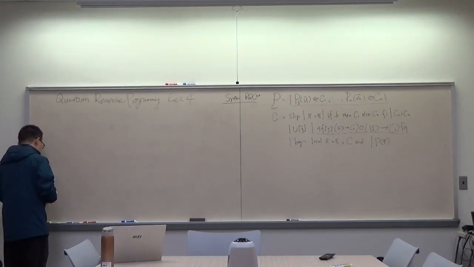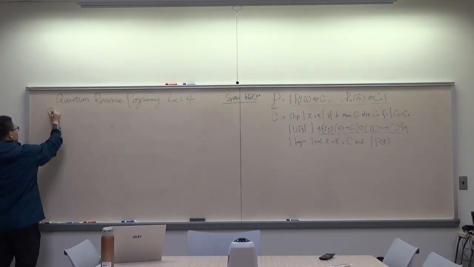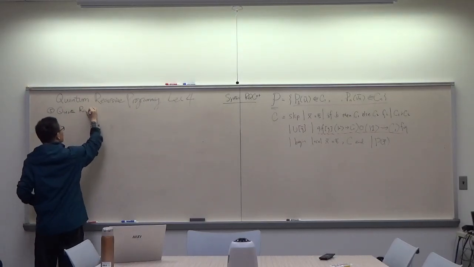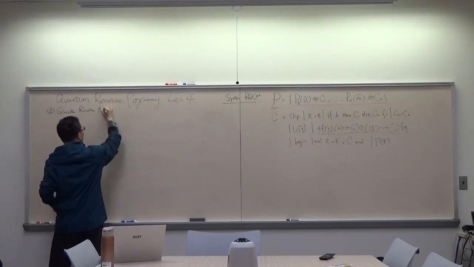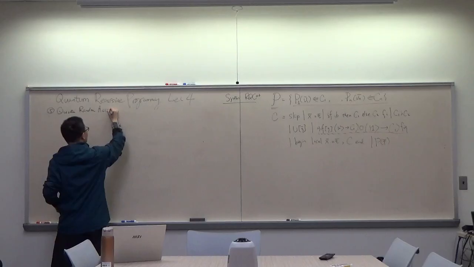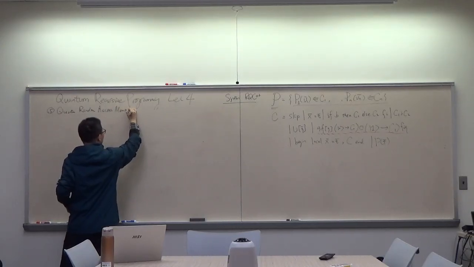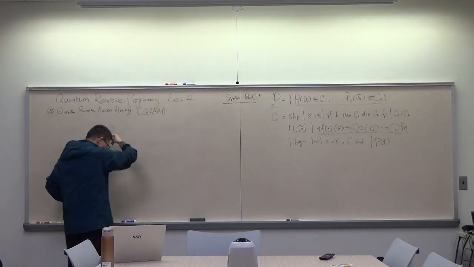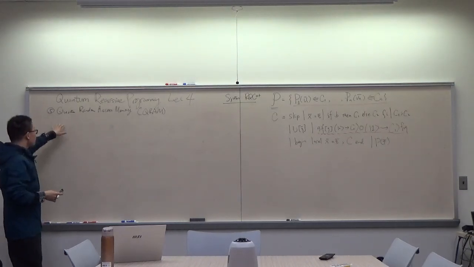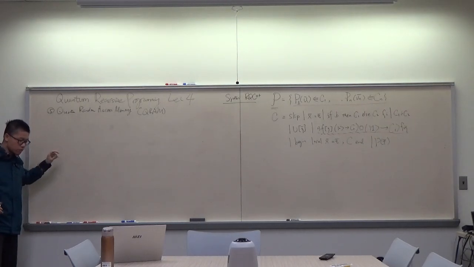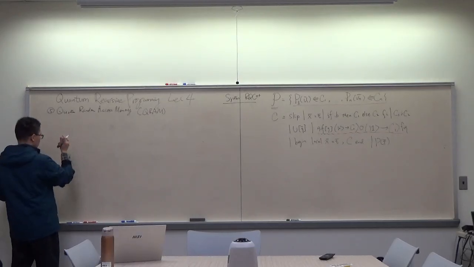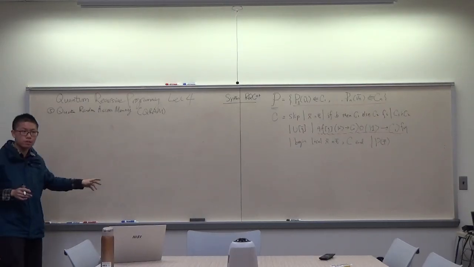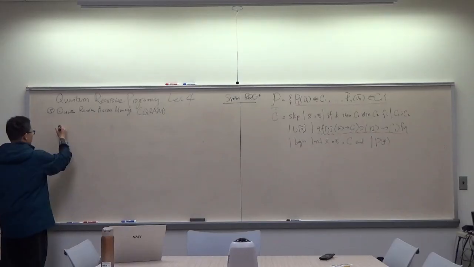The next example is the fifth example, quantum random access memory, or QRAM. So here, the QRAM I'm talking about is the most general form of QRAM. For those not very familiar with quantum computing, you can just think of it as a quantum version of the classical RAM.